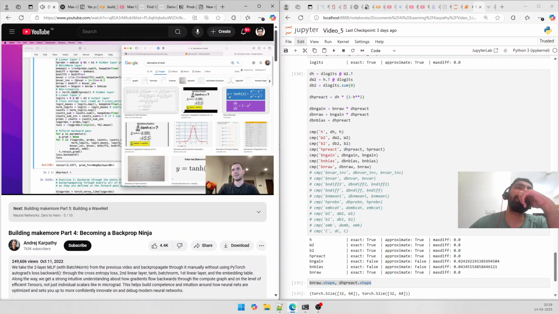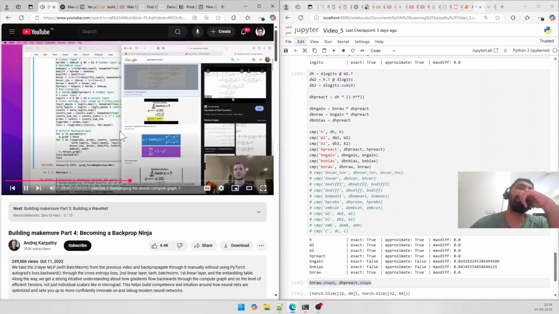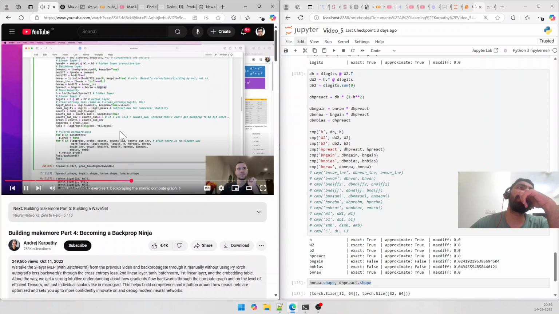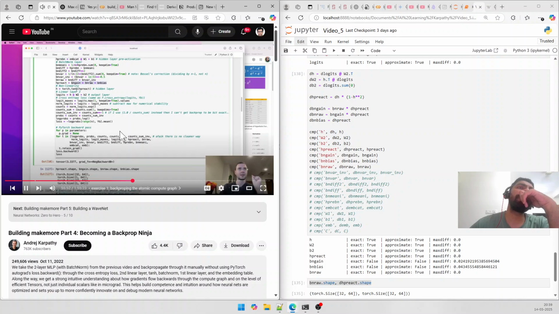And in particular, if you have that A is equal to tan H of A squared, we have the math to figure out the derivative. Okay, next the BN bias. So the element thing happening in this line of code: you see how BN gain and BN bias are 1 by 64, but H preact and BN raw are 32 by 64.